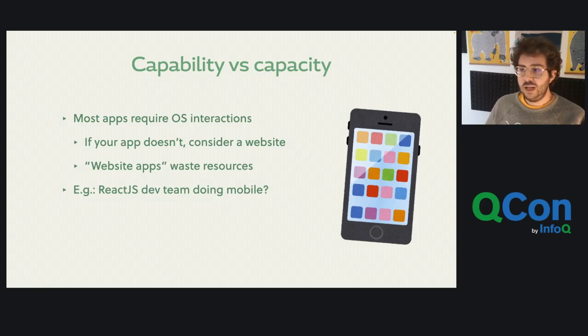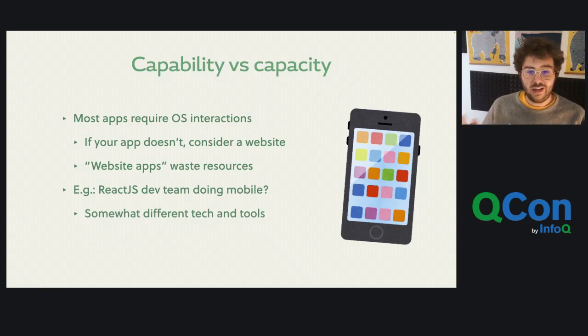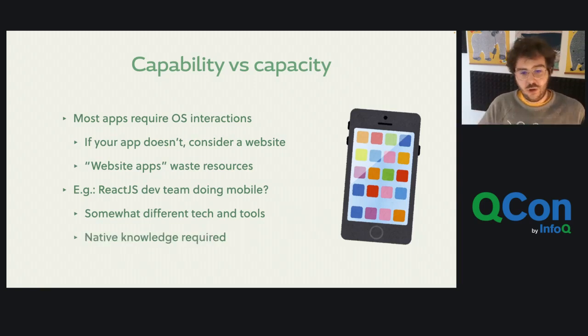And let's consider an example. You have an existing React.js development team, and you want them to do mobile. This is potentially problematic because the technology and the tools that they will be using are somewhat different. Sure, there is a vast amount of concepts especially that are shared between React.js and mobile. But as soon as you need to do something custom, you need someone that knows how to do that custom something. Native knowledge is, again, required to do some things.